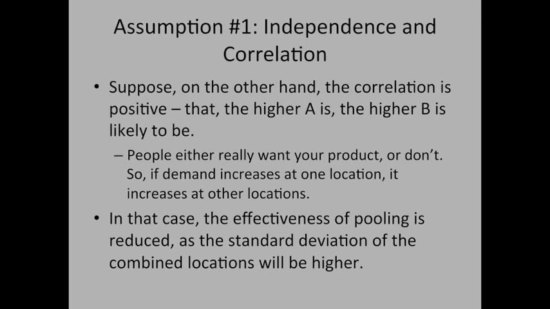Suppose you have something that's dependent on the weather. Ice cream. If it's a really hot day, sales of ice cream rise. If it's a much cooler day, sales of ice cream go down. That's a positive correlation because if you have two different locations selling ice cream, they're going to move up and down more or less synchronously. As demand increases at one location, it'll increase at the other. Well, when you have positive correlation, it will decrease the effectiveness of risk pooling in cases like this.